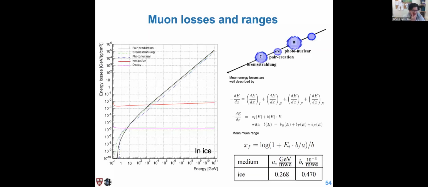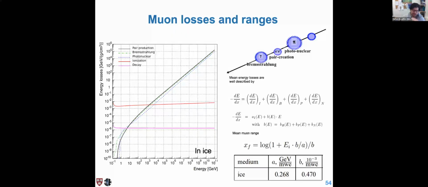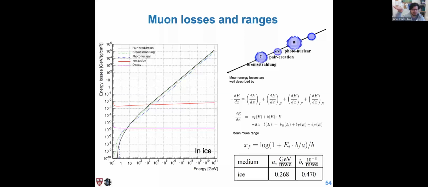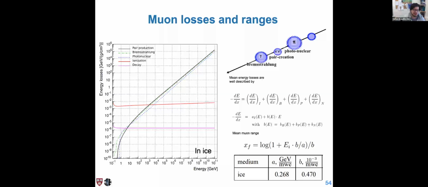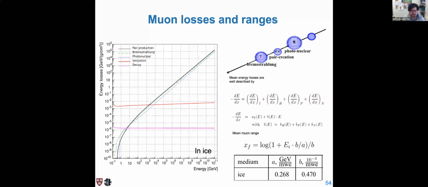So what does that mean? Here I show you the energy loss, this dE/dx, as a function of energy. You can see this black line with green and blue just below it. Those are pair production, Bremsstrahlung, and photonuclear effects. Pair production is the highest energy loss process for muons, followed closely by Bremsstrahlung and later photonuclear processes.